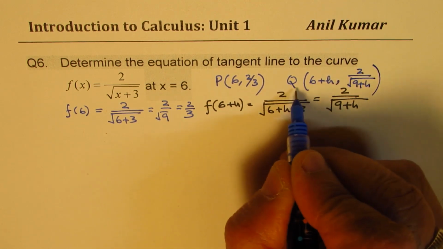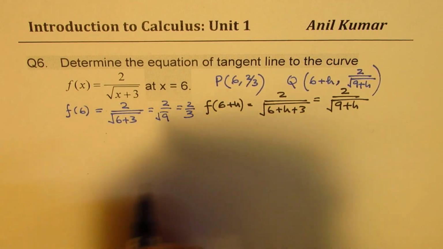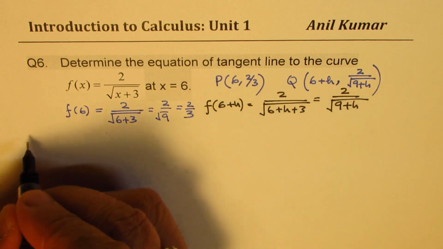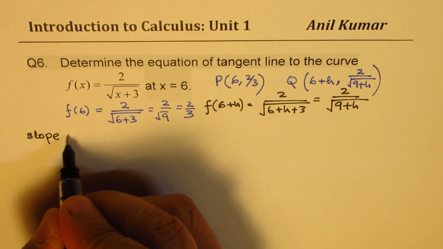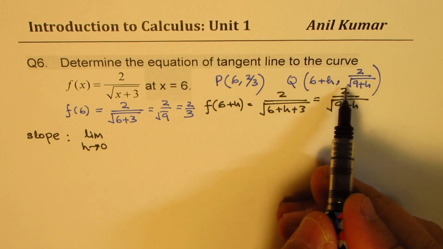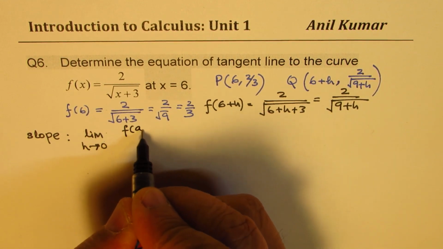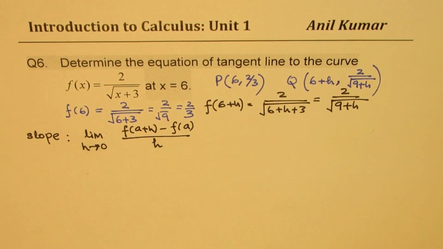You get the idea. So these are the 2 points. And knowing the 2 points, we can always find the slope of the tangent line, right? So we are going to use now the difference quotient method to find the slope. To find the slope, we can say that the slope is the limit where h approaches 0 of f of a plus h minus f of a over h. So by definition, that is how we are going to find the limit.